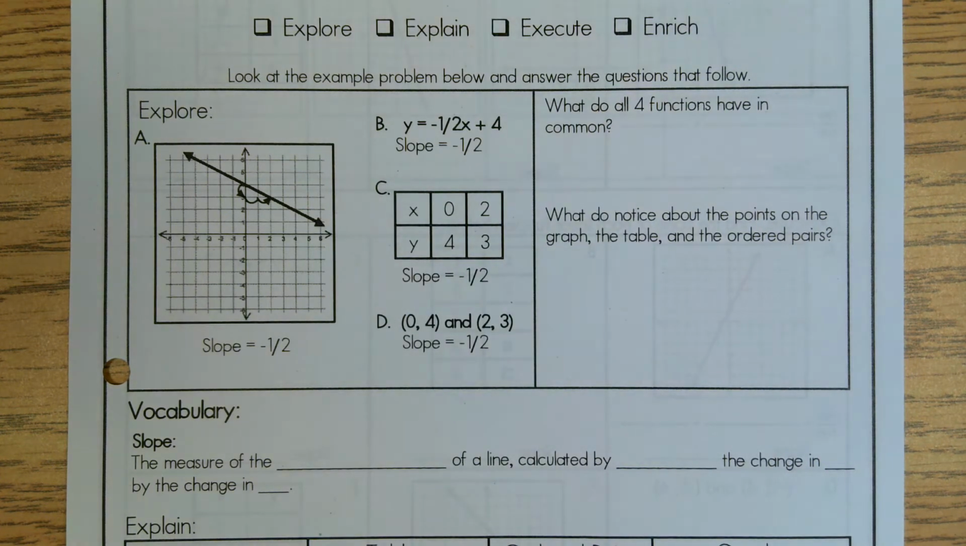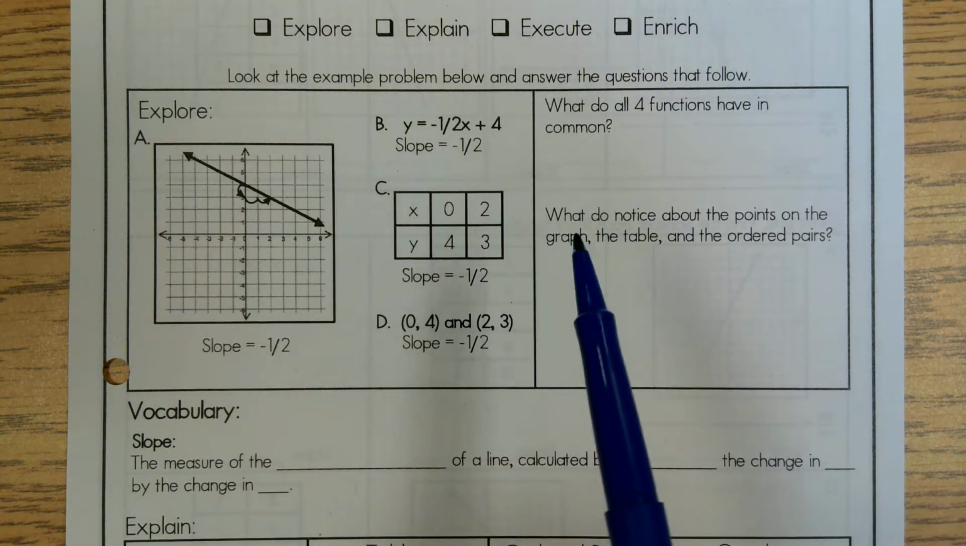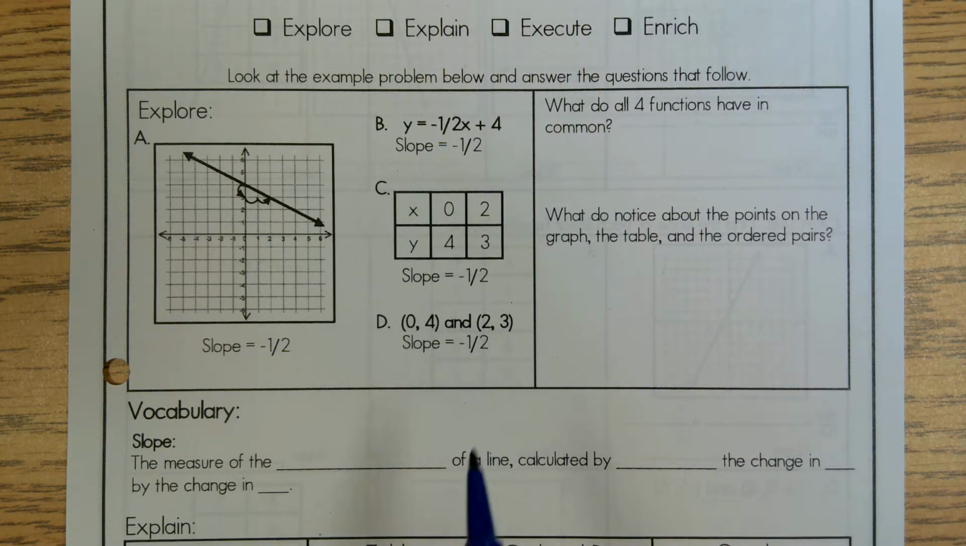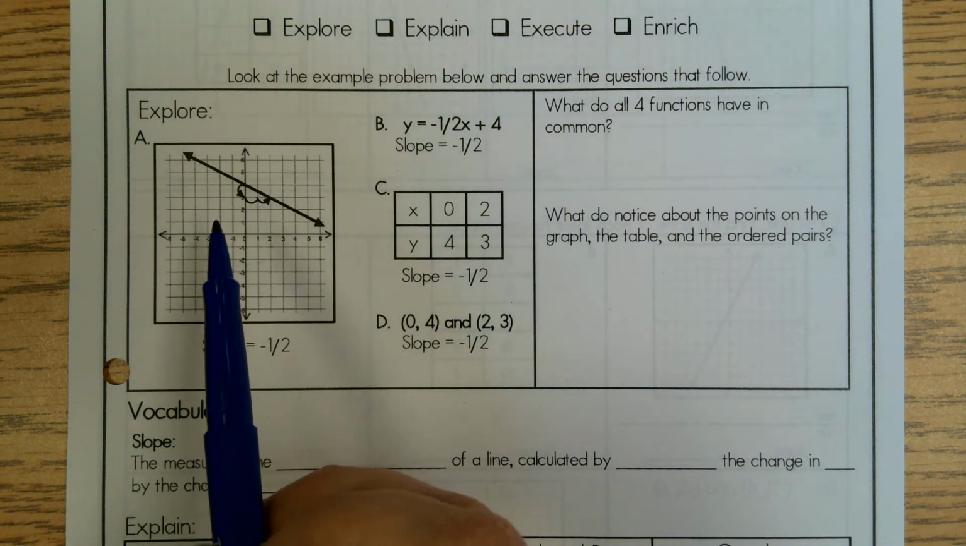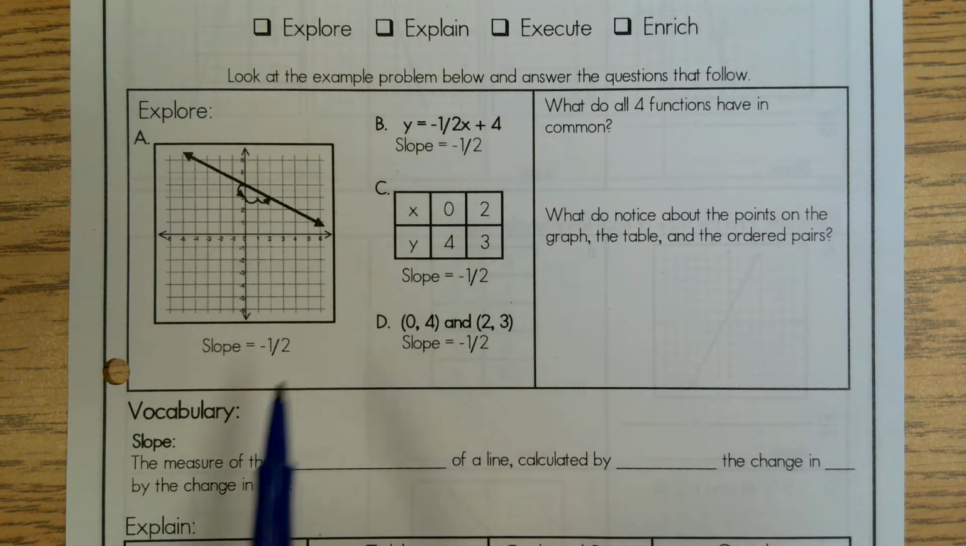All right, so we have a lot of slope that we need to review. If you guys remember, there's 4 different ways to find slope. You can use a graph, you can use an equation, you can use a table, and you can use ordered pairs, 2 sets of ordered pairs. So before we get started, let's look at our example for Explore A, B, C, and D. And I want you guys to take a second and see, what do all 4 functions have in common?